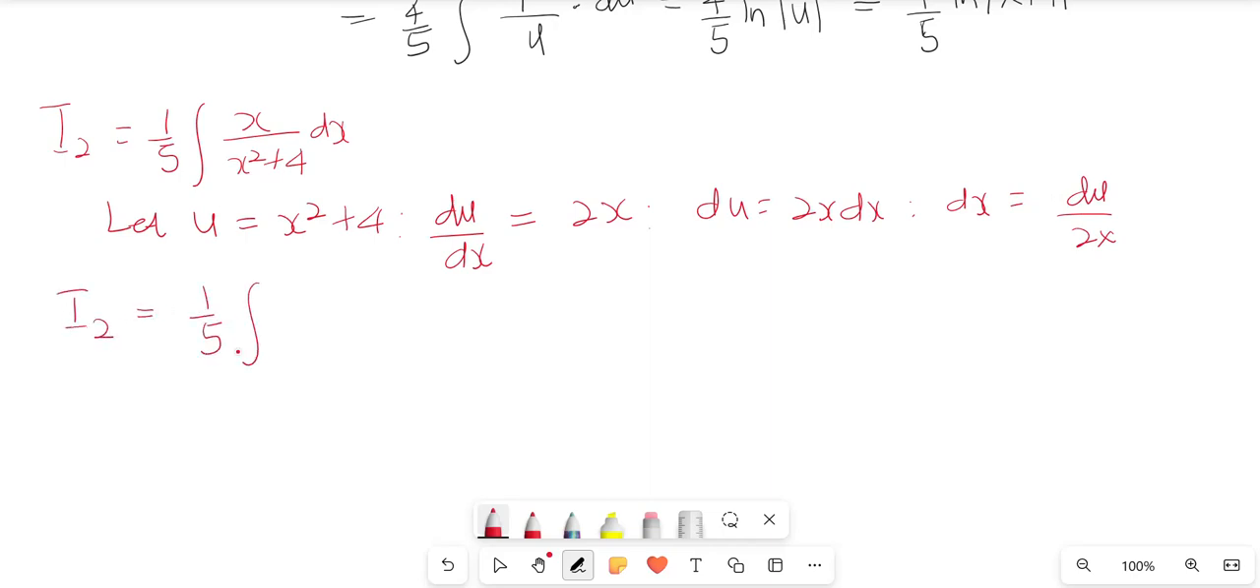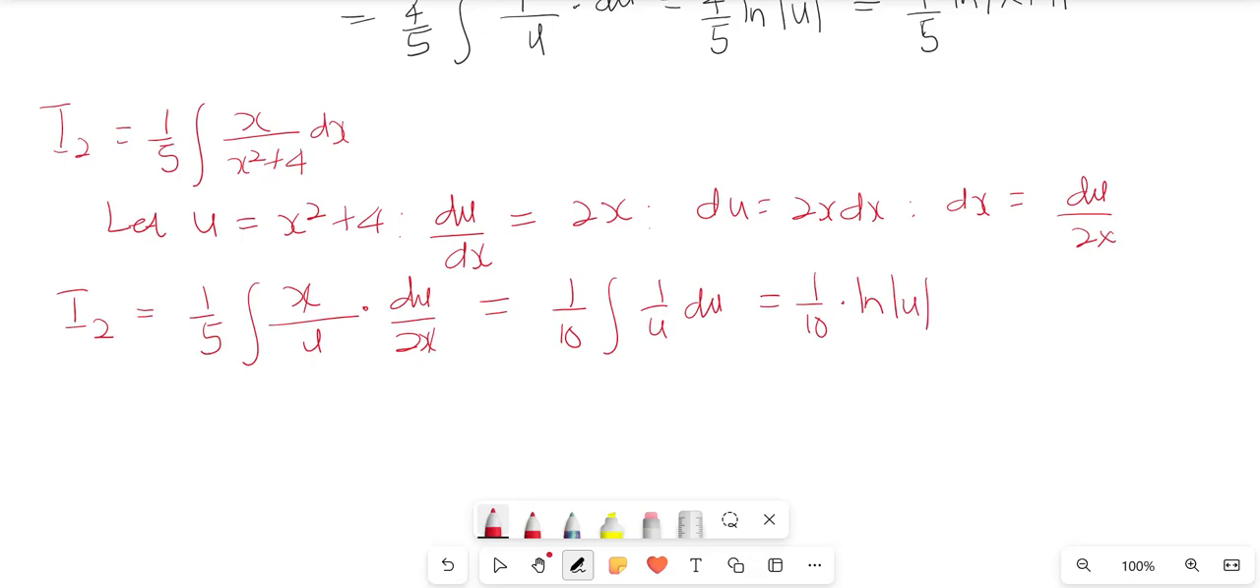That is 1 over 5 integral of x over x squared plus 4. X squared plus 4 is u, times dx. Dx is du over 2x. So this x and this x will cancel. This 1/2 is a constant, it comes in front, multiplies by 1 over 5, you get 1 over 10 times the integral of 1 over u du. And that is just equal to 1 over 10 times the natural logarithm of u.